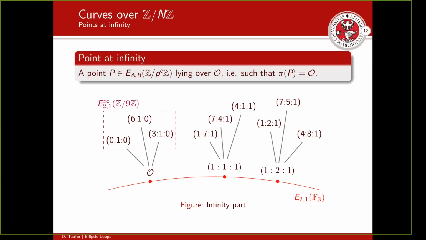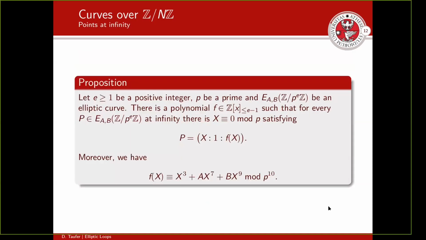A point is said to be at infinity if it lies over the point at infinity of the underlying curve. So you see, this is the large curve over the ring, and this is the same curve over the field, the projected curve. These are the points we call at infinity, because if you take their entries modulo p, then you get 0, 1, 0, which is the zero point of the underlying curve. Okay, why are they so interesting? Why are they more interesting than the others?